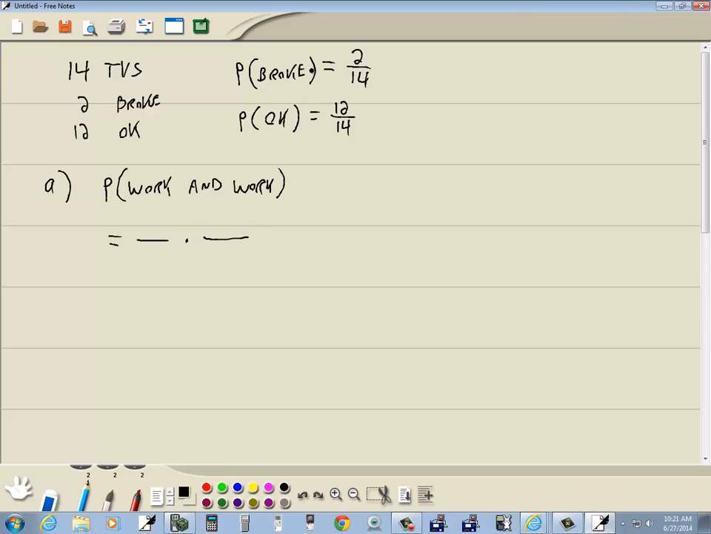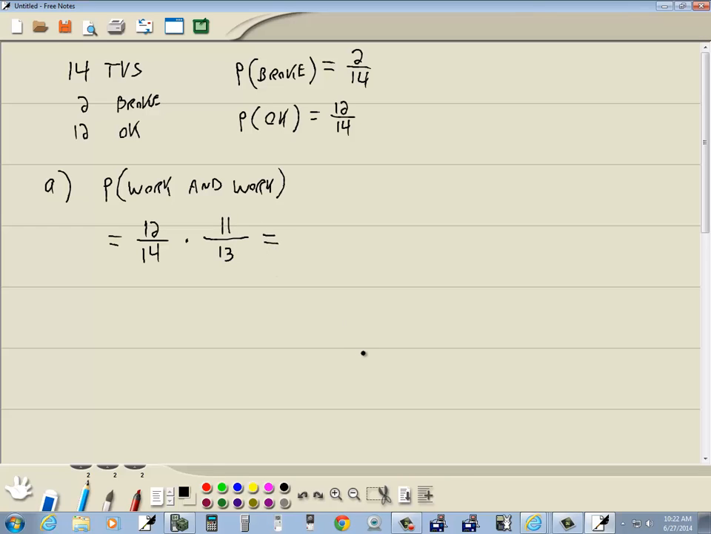Okay, so the first one. We got a total of 14 TVs. And the probability it works, or that it's okay, is 12. So 12 out of 14. And that's what we just said right here. Okay, now we're picking 2 TVs out. So after that one's gone, then there's 13 TVs left, and 11 of them work.